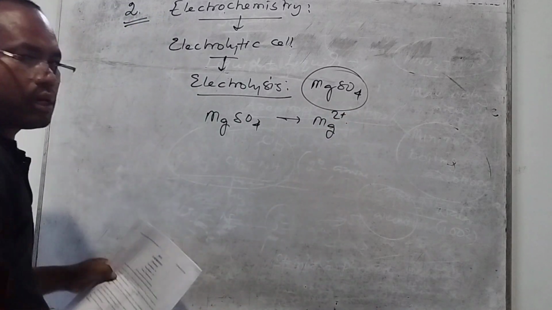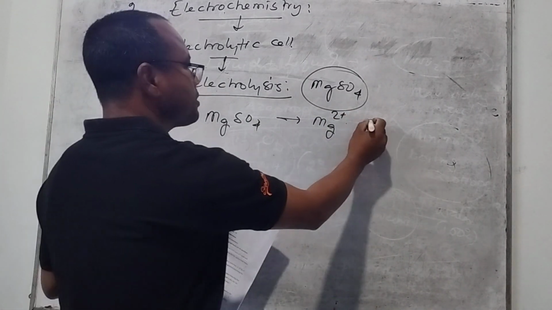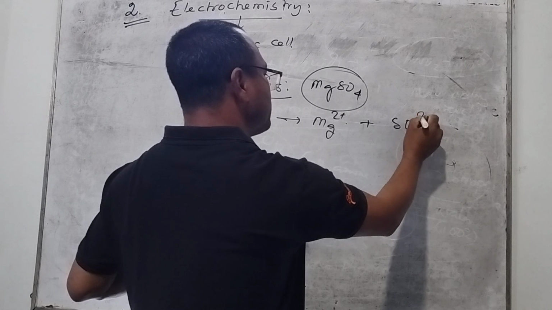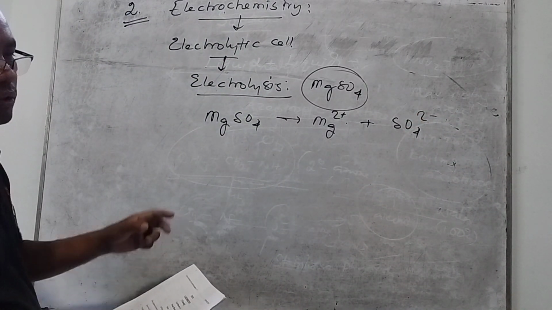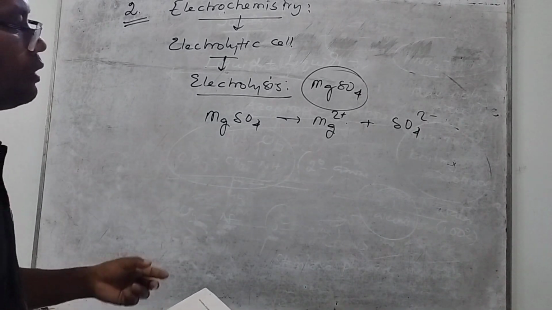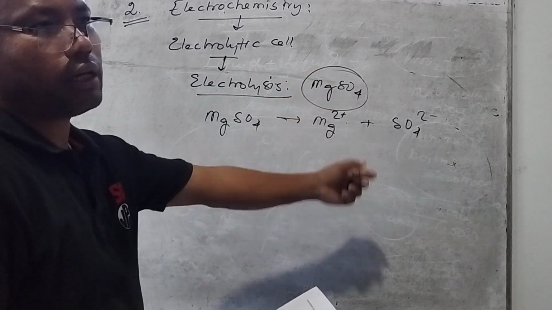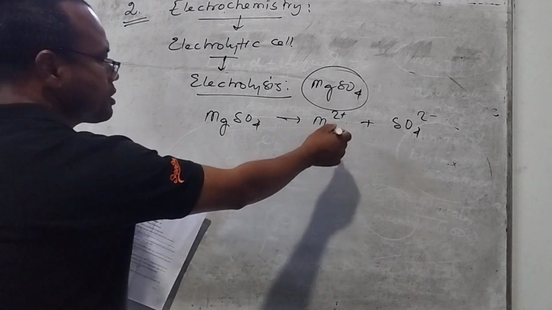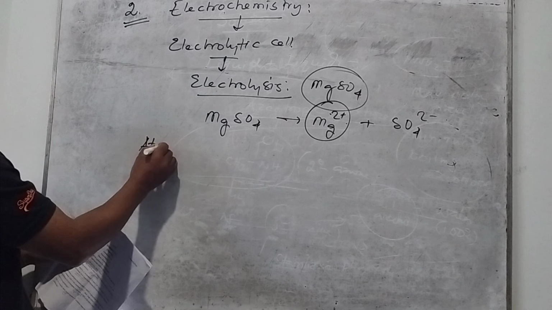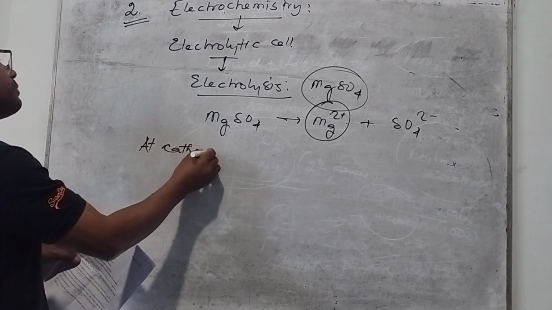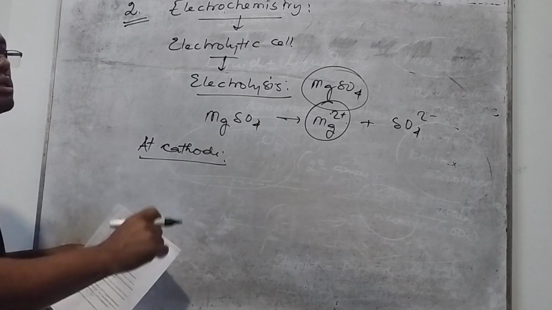So magnesium ion is Mg2+, sulfate ion is SO4 2-, right? During electrolysis, there are two different electrode reactions, one at the cathode and another at the anode. The positive charge carries this, okay? So let's take the reaction at the cathode.